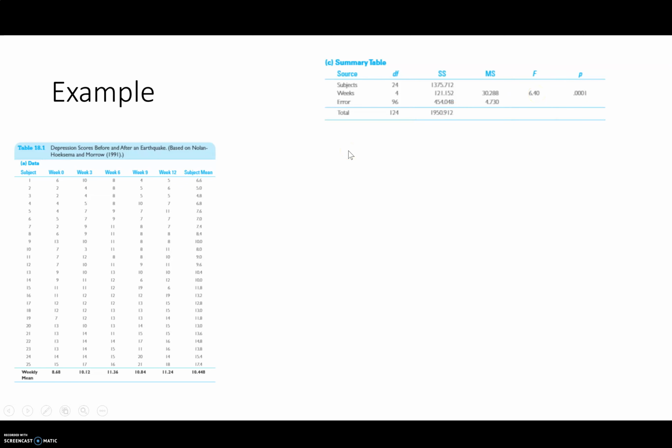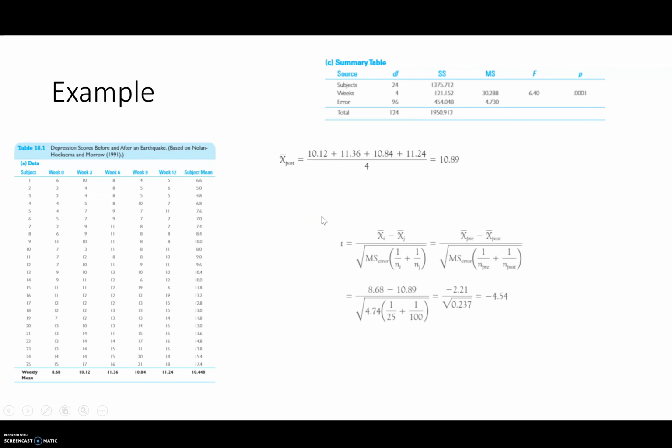And if we want to do a post hoc comparison, it doesn't make a whole lot of sense to compare each of these with each other to see where they're significant. At least that's not what it says in the textbook. Maybe you could think of a good reason to, but the way that it does the multiple comparison is really just one comparison, just looking at the average of all the post earthquake scores. So averaging these four means together to get 10.89 and comparing that to the pre scores.